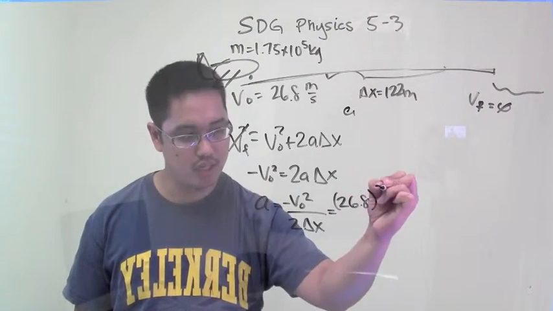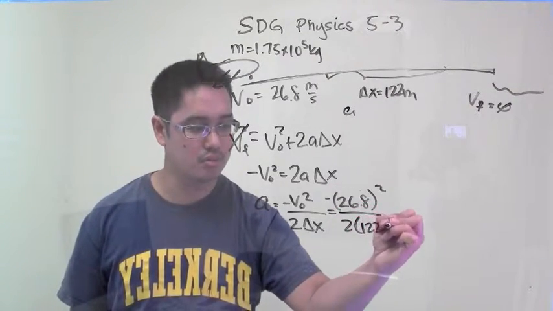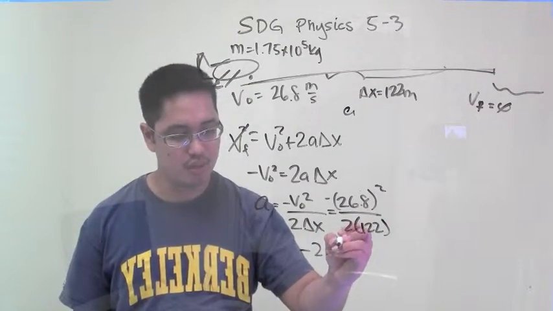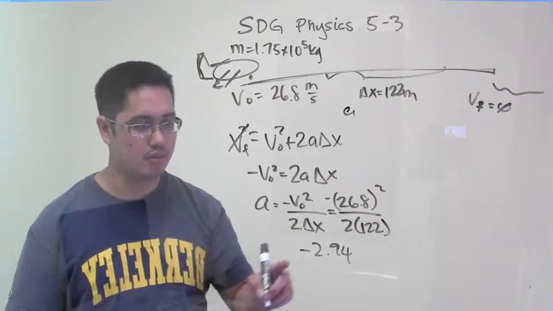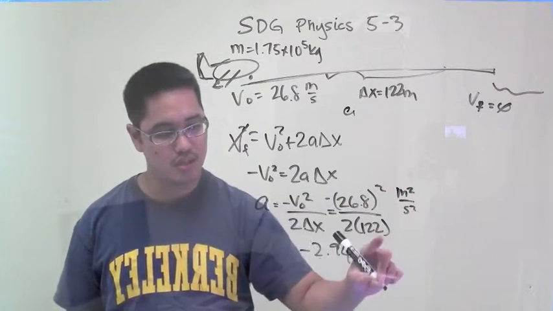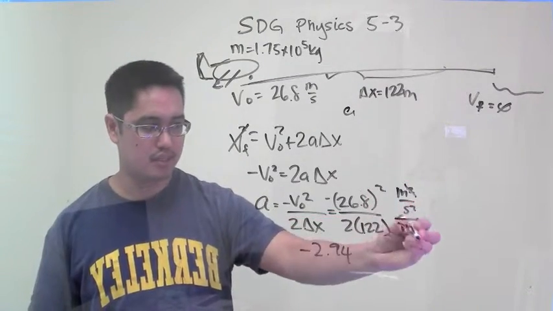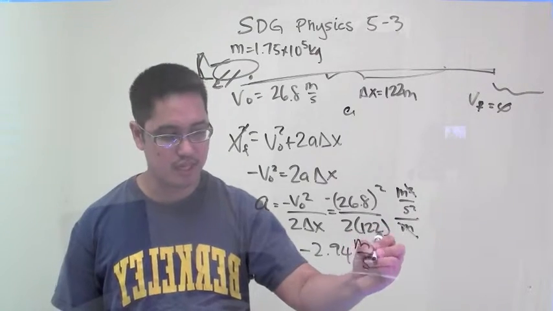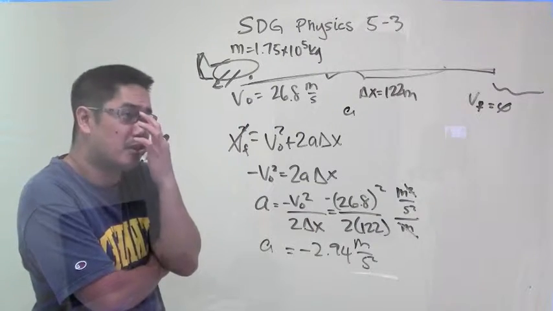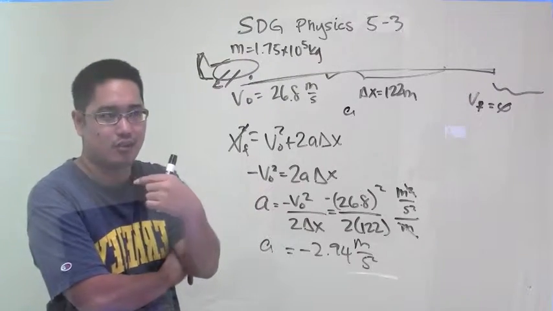26.8 squared, put a negative out in front there, divided by 2 times 122 meters, and if you were to do that calculation, it would be negative 2.94. Let's make sure the units are correct. This is in meters per second, and if I square that it would be meters squared per second squared. This is 122 meters. So that one cancels out with that one. I'm left with meters per second squared, which is exactly an acceleration. That's the acceleration that I want. Why is acceleration negative? Well, it's because the plane is slowing down on the runway. So its acceleration is in the negative direction.